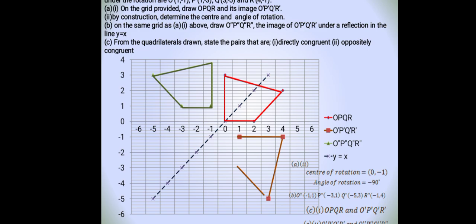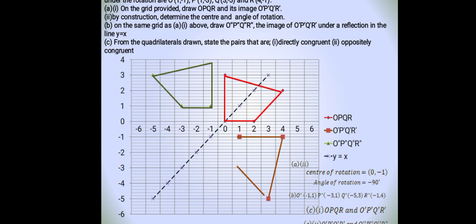B. On the same grid as A1 above, draw O'', P'', Q'', R'', the image of O', P', Q', R' under a reflection in the line y = x. C. From the quadrilaterals drawn, state the pairs that are 1. Directly congruent, 2. Oppositely congruent. Now you can see I've drawn clearly and given the answers alongside.